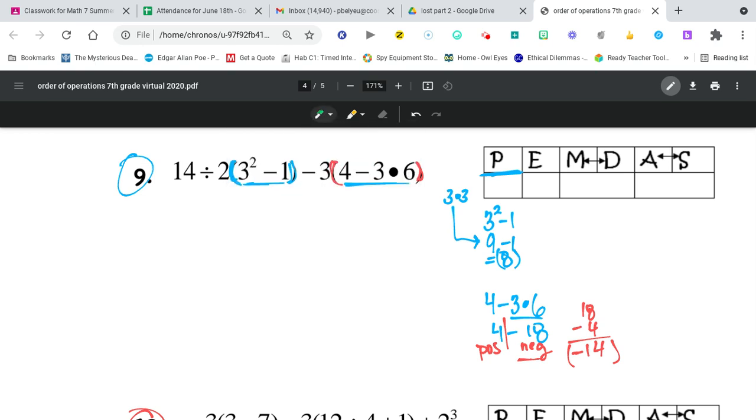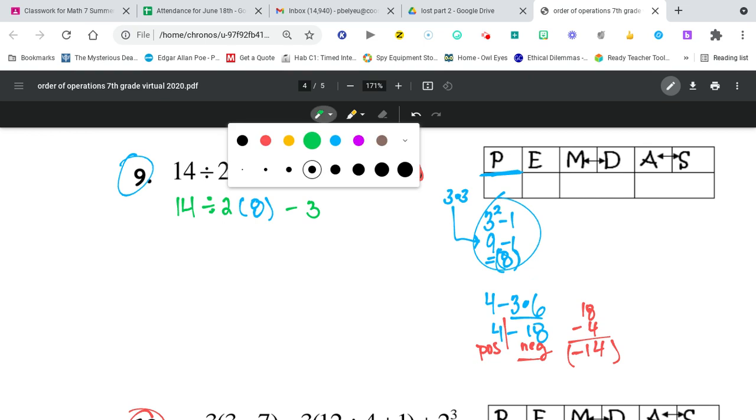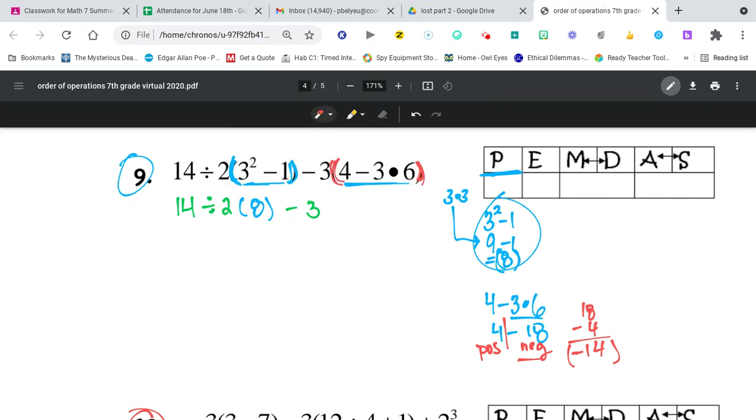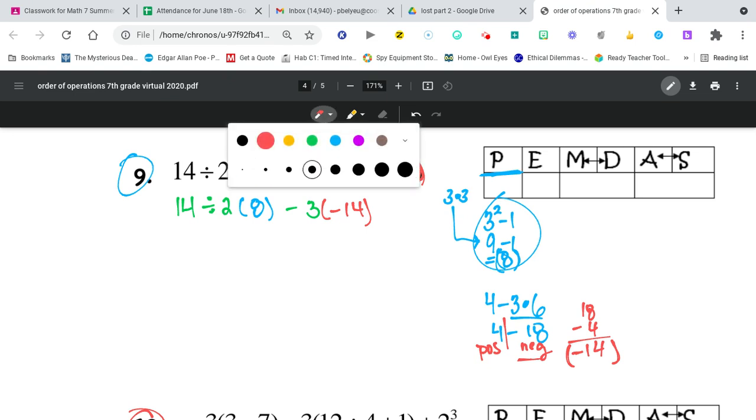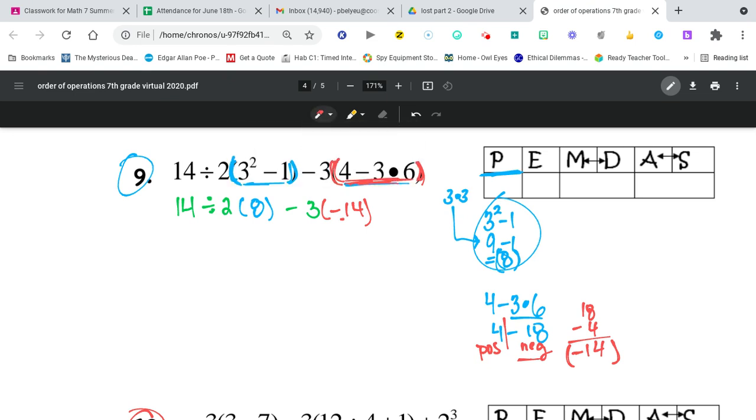All right, I'm going to start off in green. So bring down the 14, bring down your divide, bring down your 2. And when you get to this set of parentheses right here, replace it with 8 because that's what we ended up with. Then bring down minus 3. But when you get to that next set of parentheses, this set, we ended up with negative 14. Put it in. That's what you put in parentheses. So instead of this stuff being in parentheses, negative 14 is in parentheses. Instead of this stuff being in parentheses, 8 is in parentheses, okay?